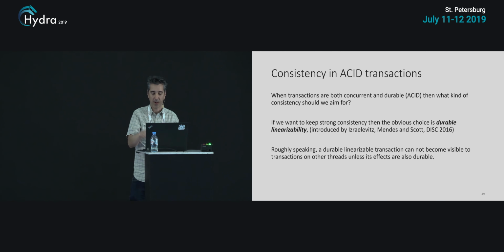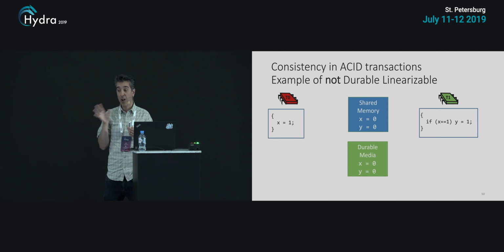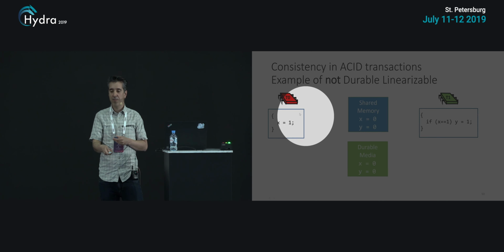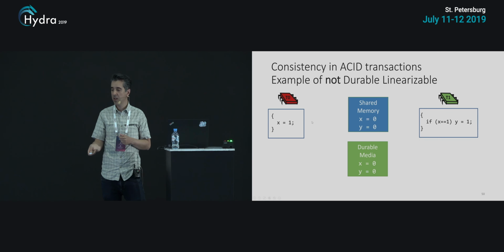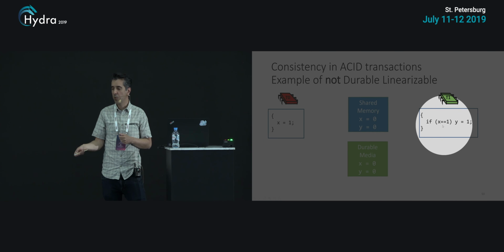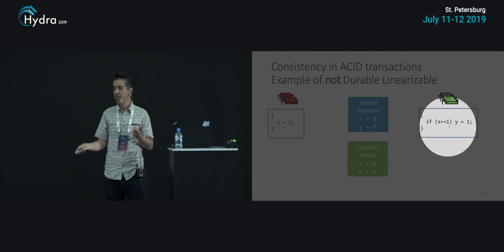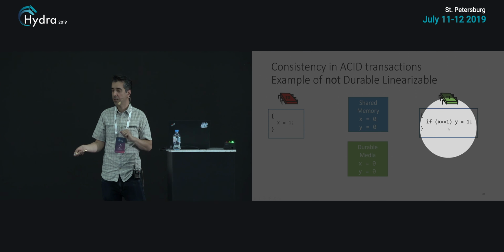They exist and are persistent. So let's see an example of something that is not durable linearizable. We have 2 threads. One of them is just trying to set a variable x to 1, and the other one, if it sees that x equals 1, is going to set y to 1. So basically what this means is that y should not be 1 unless x is also 1.